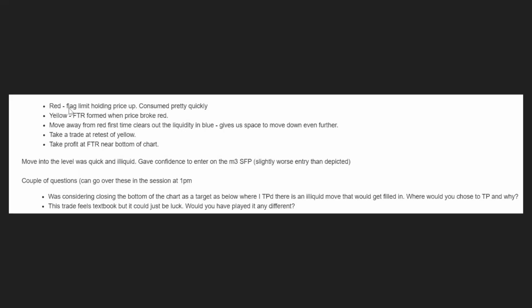Okay, you've identified a flag limit which is holding price up and was consumed. An FTR which was formed when that level got broken. And you're taking a trade on the retest of the level which broke through that flag limit with a take profit at an FTR near the bottom of the chart. And the approach is to your liking. So before I go into the questions, I'll just have a look at the chart.